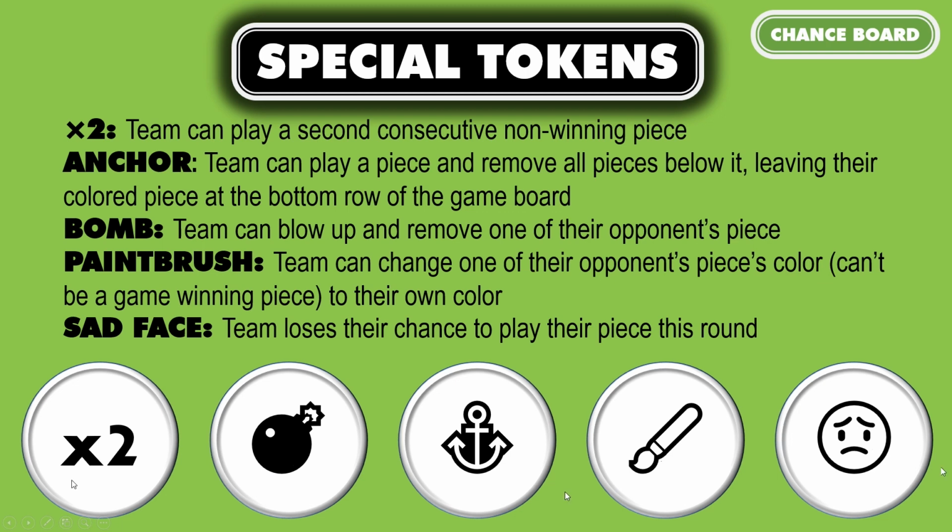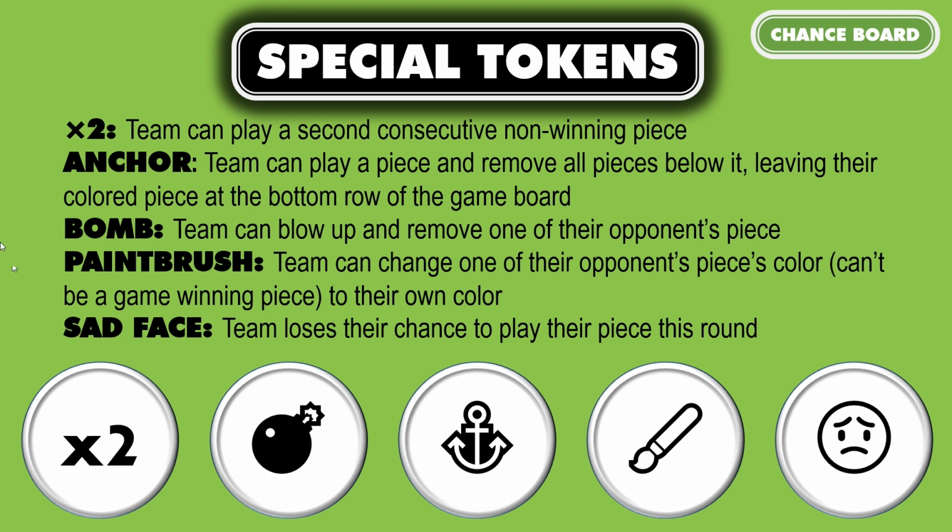So what they all mean, the ×2 simply is that if they click on theirs and the ×2 shows up, that means they get to play 2 consecutive pieces. But I do have a thing in here. They cannot be a winning piece. Ooh. 2 consecutive non-winning pieces. So if they have 2, they can't add 3 and 4 on it. They can add 3 and then put one other place. Got it? That's ×2.